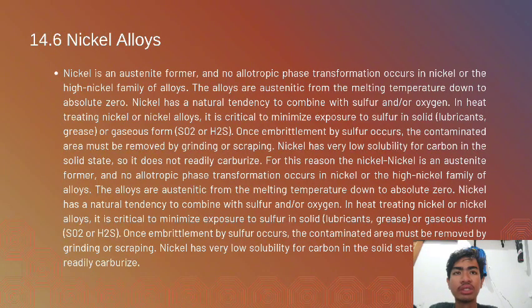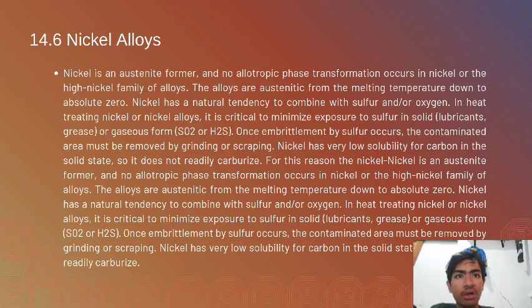Nickel alloy. Nickel is an austenite former and no allotropic phase transformation occurs in nickel or the high nickel family of alloys. The alloys are austenitic from the melting temperature down to absolute zero. Nickel has a natural tendency to combine with sulfur and oxygen. It is found in nature as nickel sulfide and nickel oxide ores.